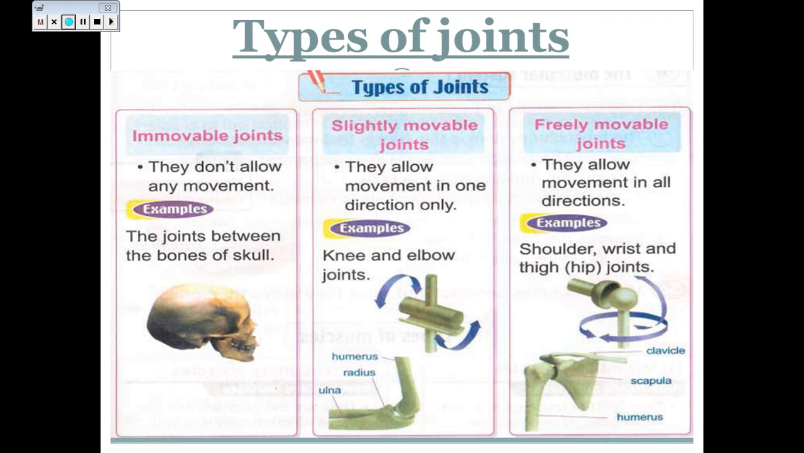And we have three types of joints: immovable joints, slightly or limited movable joints, and freely or unlimited movable joints. Immovable joints don't allow any movement, such as the joints between bones in a skull. Slightly movable joints allow movement in one direction, like knee and elbow joints. While freely movable joints allow movement in all directions, like shoulder, wrist, and thigh or hip joints.